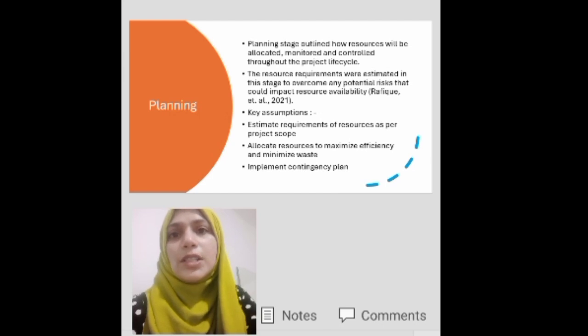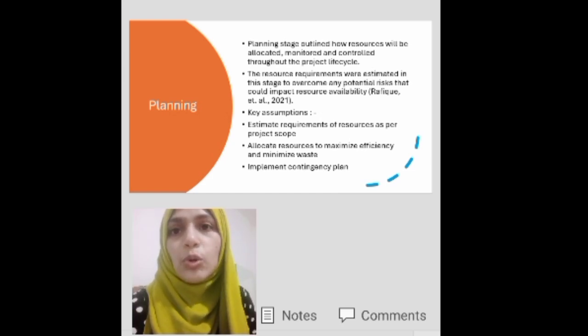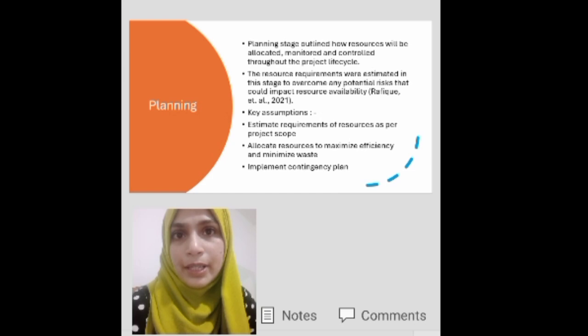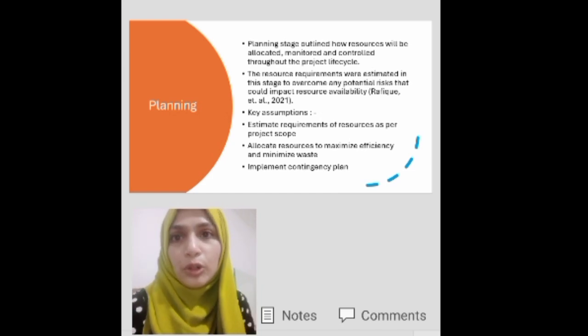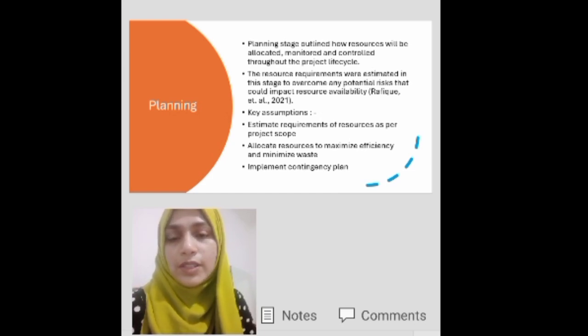And the next one is the planning. The planning stage outlines how resources will be allocated, monitored, and controlled throughout the project lifecycle. During this stage, we estimate the resource requirements to mitigate potential risks that could impact resource availability. As discussed by Rafiq, key assumptions here include estimating requirement as per the project scope, allocating resources to maximize efficiency and minimize waste, and implementing a contingency plan to address unforeseen issues.